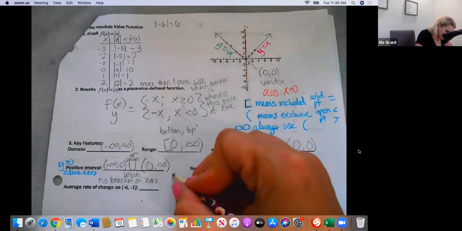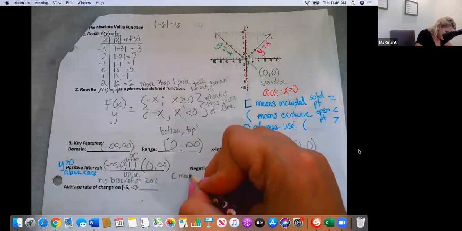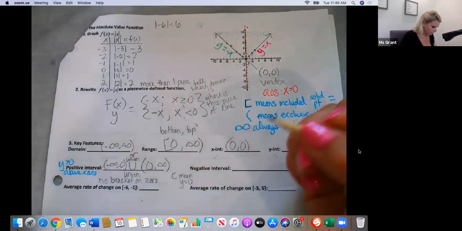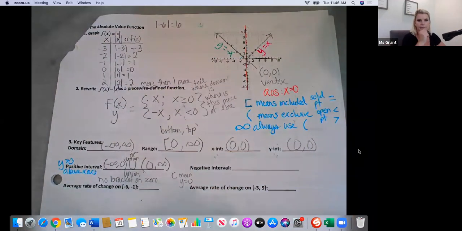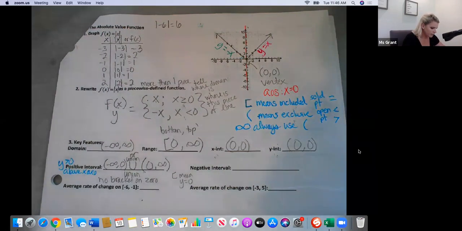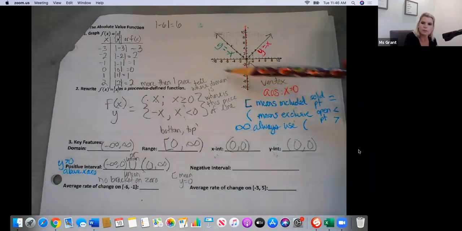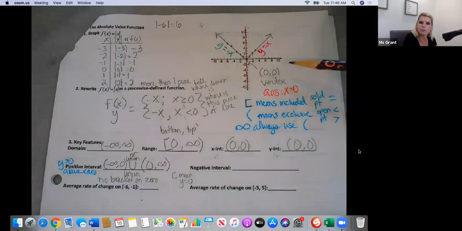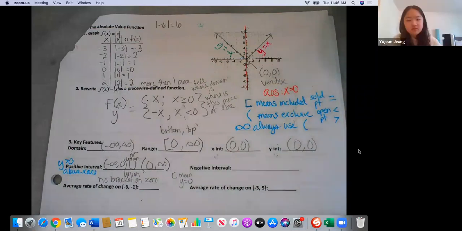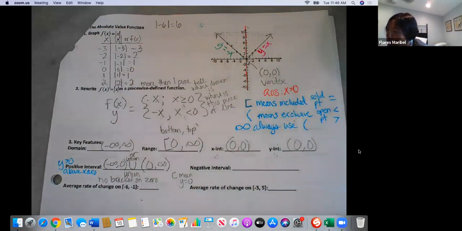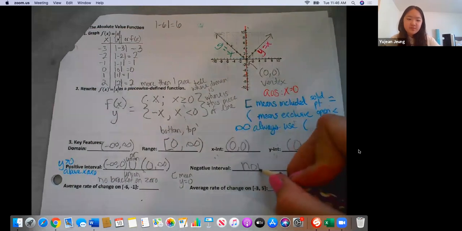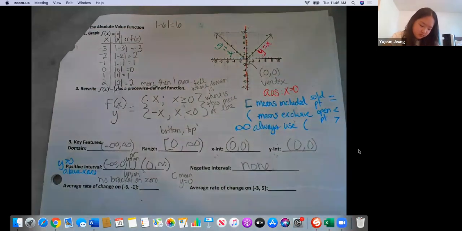Because a bracket would mean that it's like y would equal 0. But we want to know greater than 0, right? My negative interval. Where is my v-shaped negative? Where's my v-shape under the x-axis? Where is it below here? What numbers does it hit below? Are you seeing that it doesn't hit below? There's nothing under? So it's none, guys. Okay.